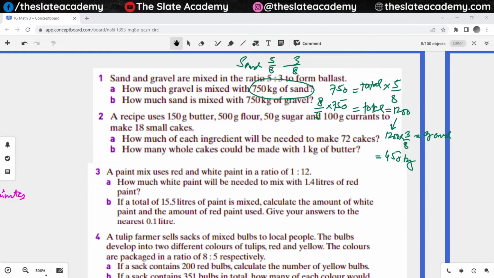Any confusion? If none, then quickly go ahead and solve part B. Question number 1B. After solving question 1A, please go ahead and solve question 1B.